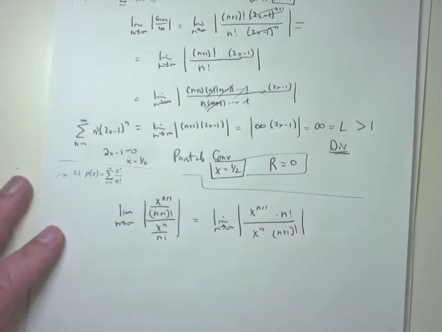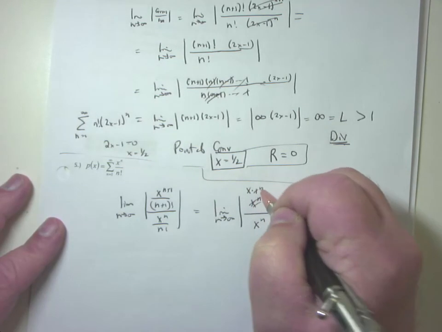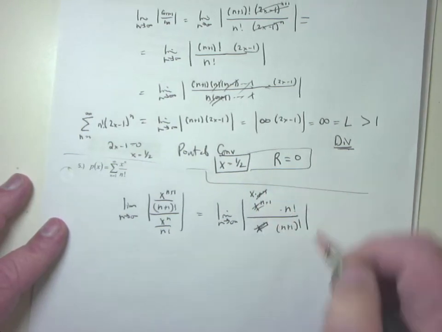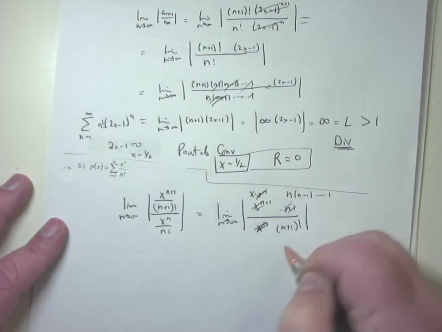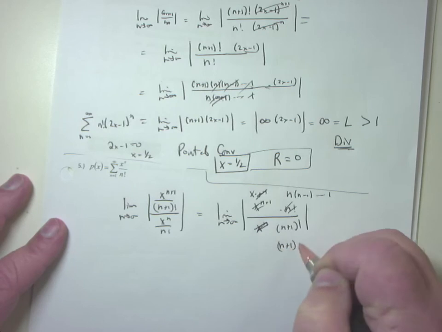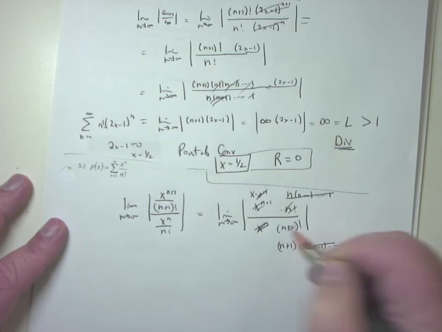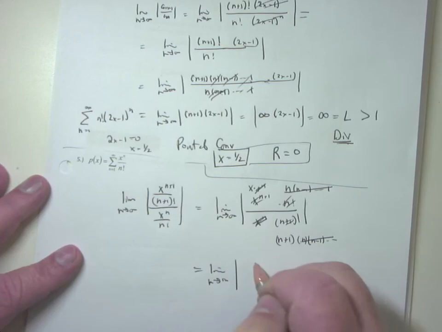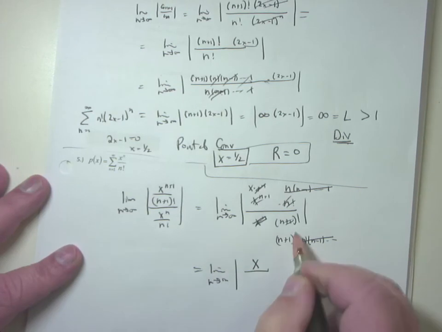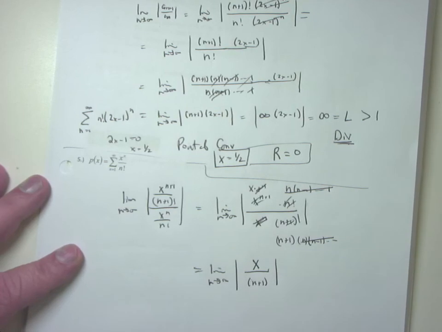Now, in terms of canceling, x to the n plus 1 is x times x to the n, and the x to the n's cancel. N factorial is n times n minus 1 all the way down to 1. N plus 1 factorial is n plus 1 times n times n minus 1 all the way down to 1. The factors all the way down to 1 cancel. So you're left with the limit as n approaches infinity of the absolute value of x over n plus 1. This time the x is still on the top, but the n plus 1 is in the denominator.